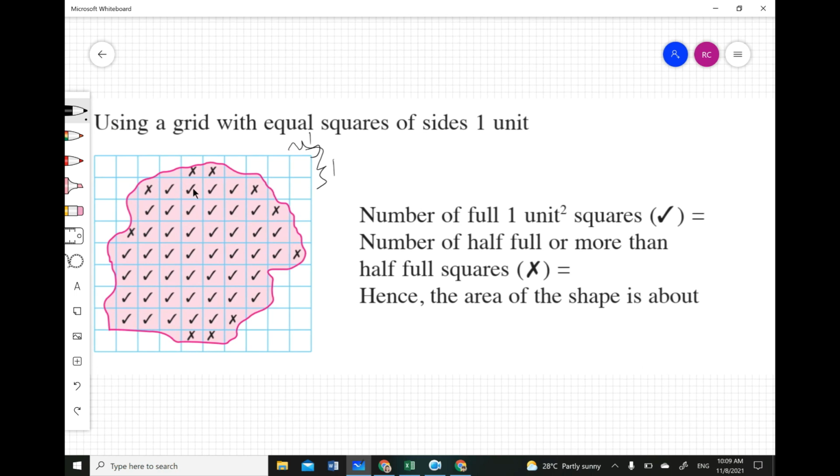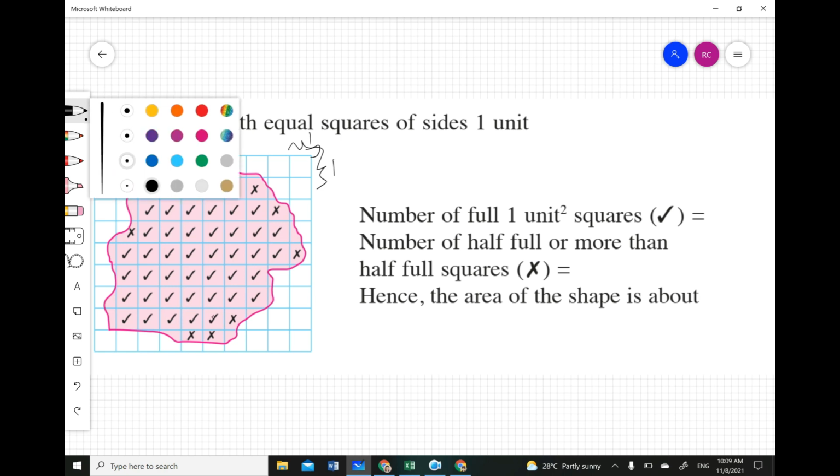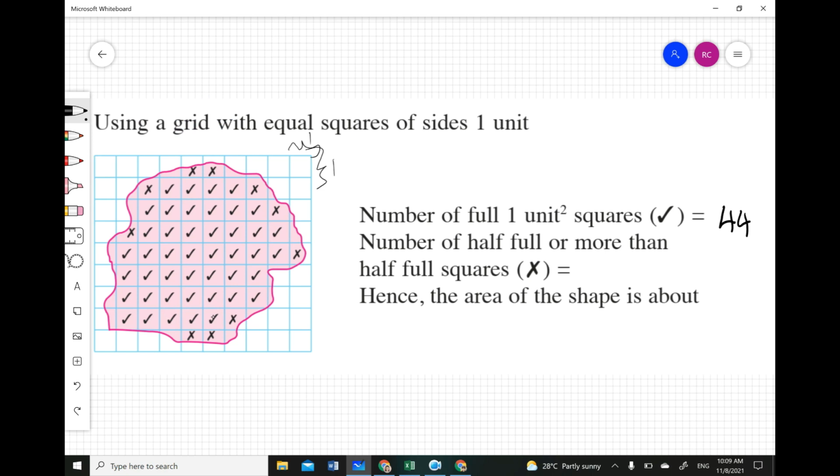So this is 1, 2, 3, 4, 5, 6, 7, 8, 9, 10, 11, 12, 13, 14, 15, 16, 17, 18, 19, 20, 21, 22, 23, 24, 25, 26, 27, 28, 29, 30, 31, 32, 33, 34, 35, 36, 37, 38, 39, 40, 41, 42, 43, 44. I'm going to write down over here, we have 44 full 1 unit squares.